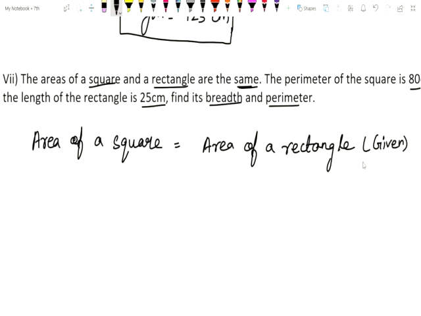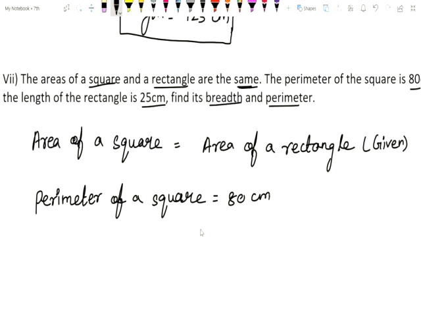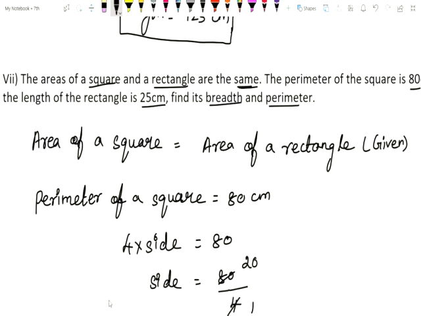Okay. So next they gave perimeter of a square. So perimeter of a square equal to 80 centimeter. What is the formula, children? Perimeter of a square 4 into side equal to 80 centimeter. Side equal to 80 by 4. 4 ones are 4, 4 twos are 8, 0. So side equal to 20 centimeter.